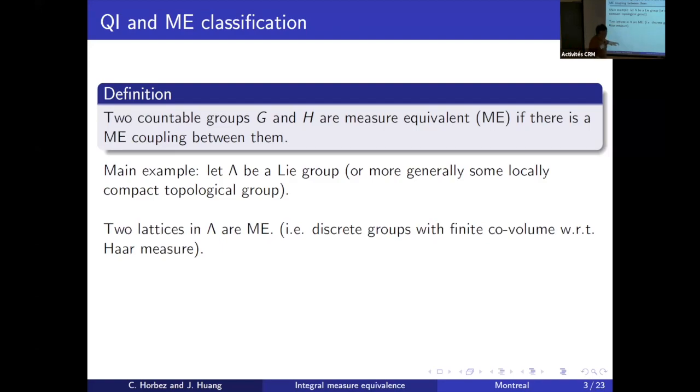Notice that here the lattices don't have to be co-compact. Another comment is that a co-compact lattice means that the group modulo the subgroup is compact. If I take two co-compact lattices, it's not hard to see that Lambda is both a topological coupling and a measure equivalence coupling between these two lattices. So in this case, two co-compact lattices are both ME and QI, measure equivalent and quasi-isometric. I think this example is one motivation behind this definition.